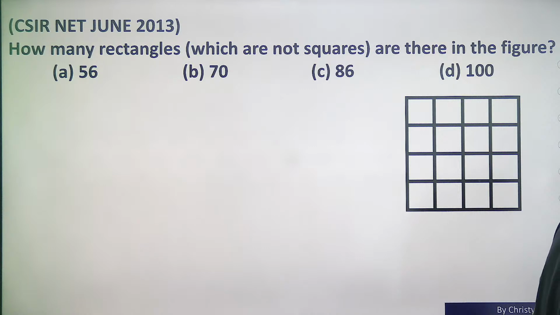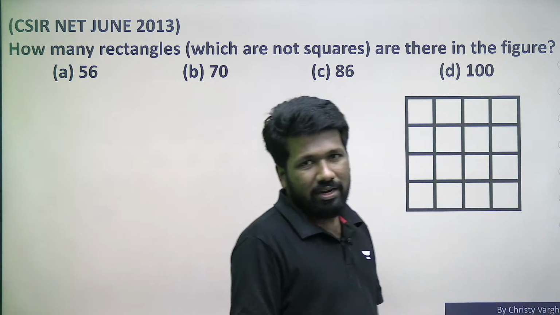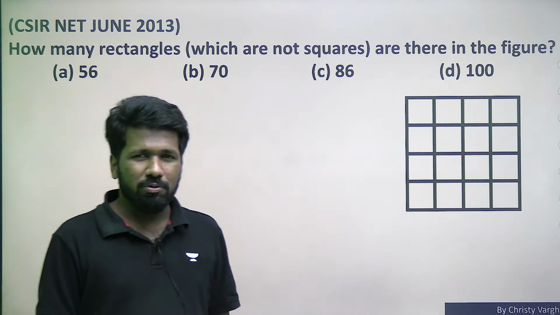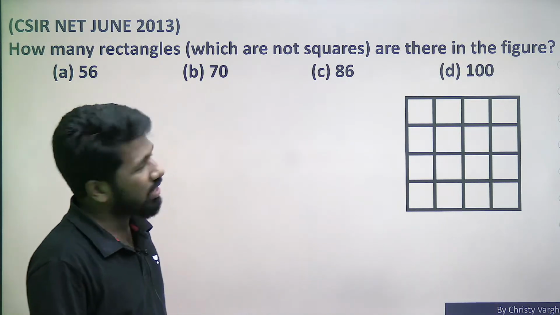A option, B option, D option, C option, all options are visible. Let's see which is correct. Read the question carefully. How many rectangles which are not squares? In one of the previous questions I told you, rectangles में already squares भी included हैं. ये नॉन स्क्वायर रेक्टेंगल पूछ रहा है.